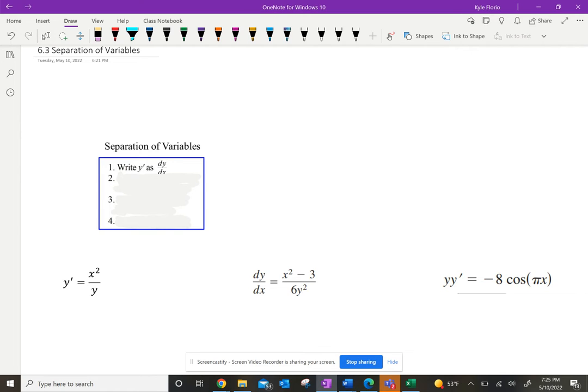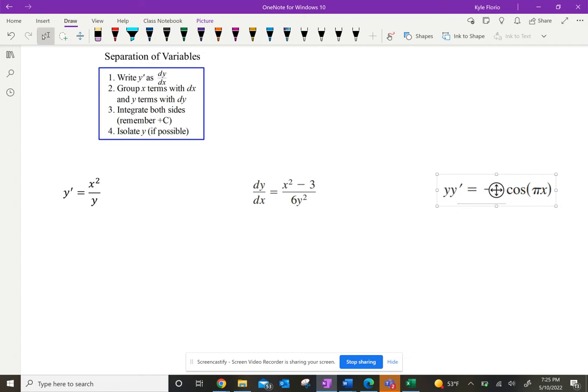The idea is, step one, if you see y prime, write it as dy dx so that we can at some point separate the y's from the x's. Step two, we're going to group the x terms with the dx and the y terms with the dy. Step three, integrate both sides. Don't forget the plus c. And then, if possible, isolate y. So, if you need to pause the video, pause it and copy it down. But here are some examples that we're going to look at real quick that are pretty straightforward.